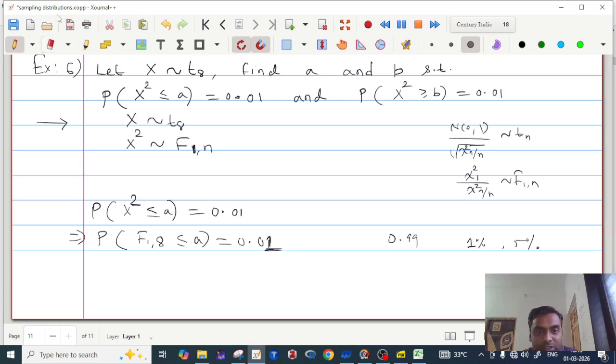So for F distribution, values are available only for 1% and 5% probabilities. Keep this in mind. This is the first important thing. Secondly, again the values are available for the greater part.